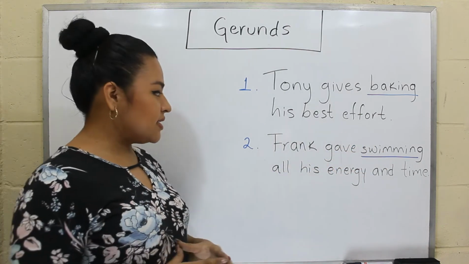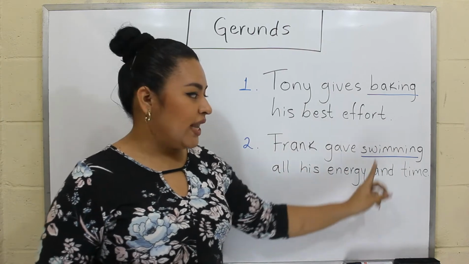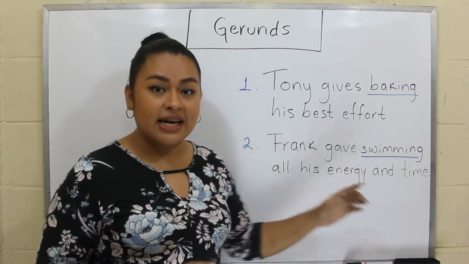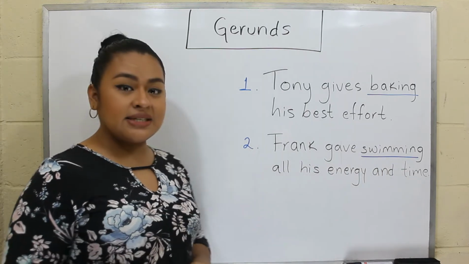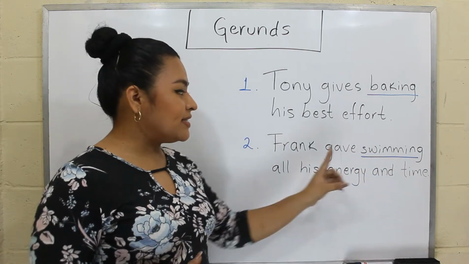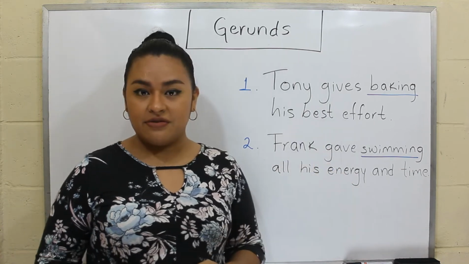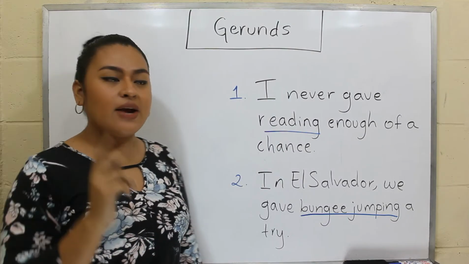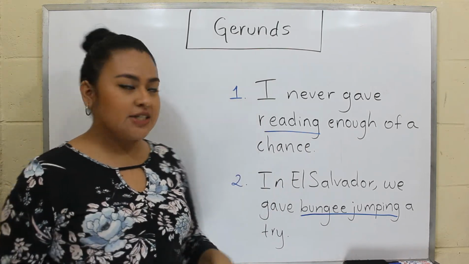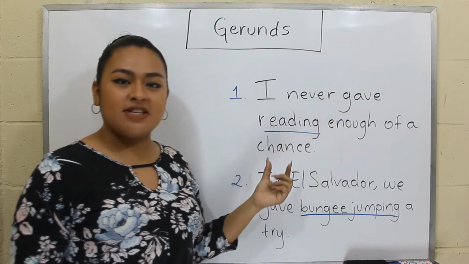And in the next sentence, Frank gave swimming all his energy and time. We have swimming as the indirect object, and the direct object of this sentence is all his energy and time. And we can find the indirect object between the direct object and the main verb. And finally, here we have two more examples of gerunds as indirect objects. The first one, I never gave reading enough of a chance.